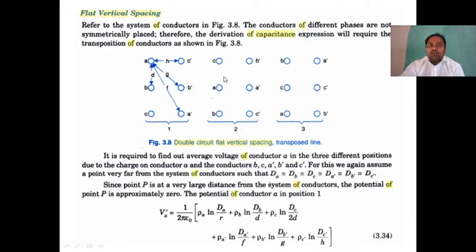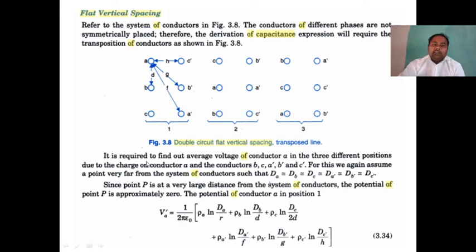The distances do not change, only the conductor positions change. So whenever the conductor position changes, the expression also changes. You remember that point. Whenever the position of a conductor changes, the distances automatically change. But the distances between stage 1, stage 2, stage 3 are the same. If you maintain A to B dash is G, C to A dash also G, B to C dash also G, only changing the position of conductors causes the expression to change.